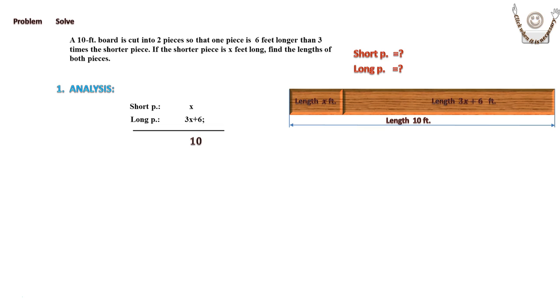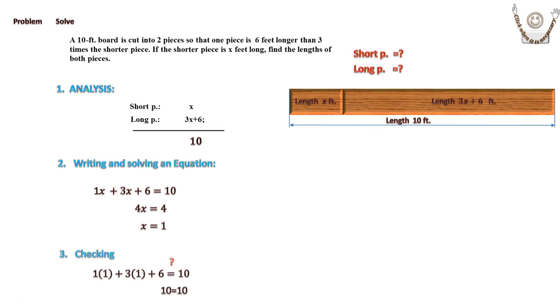Now we're ready to write and solve an equation. The left side is the length of the short piece and the length of the long piece, and the right side is the total length, 10. Solving this simple equation, we are getting x equals 1. Now we have to check, is it a correct solution or not? Replacing x in our original equation by 1. Look into this simple statement and you will see this is correct.